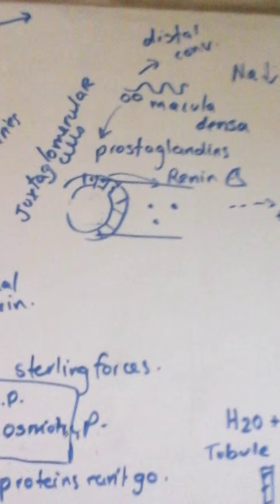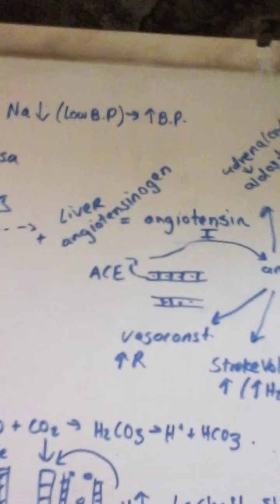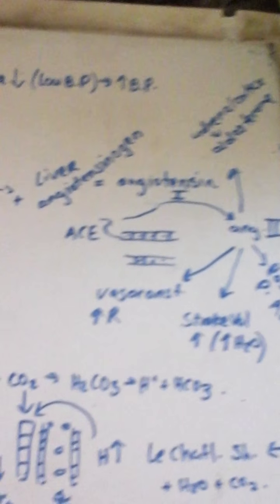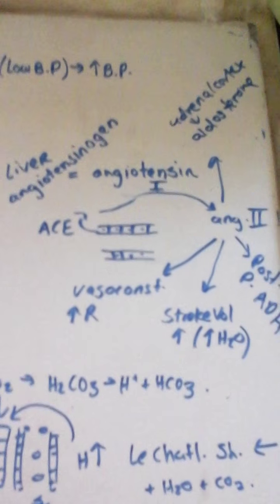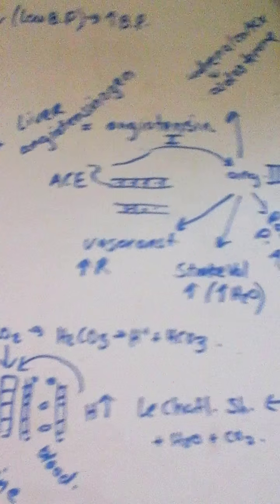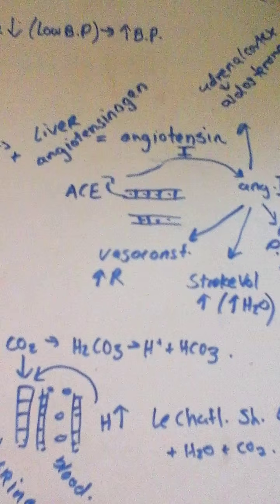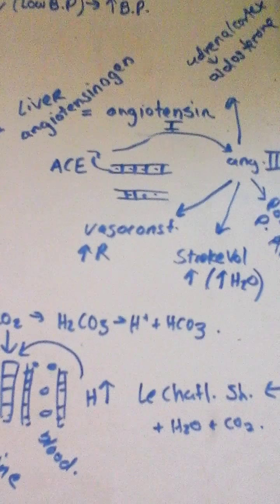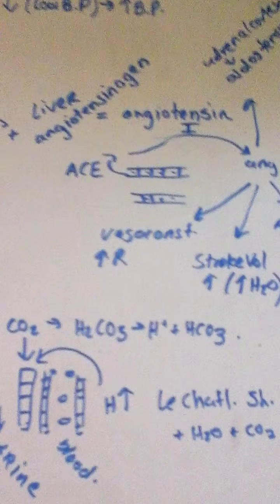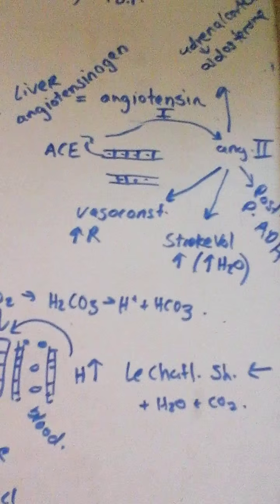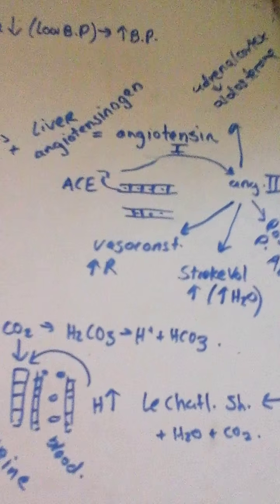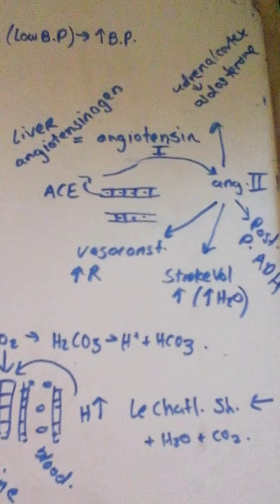release renin. And renin is the protease that activates liver angiotensinogen into angiotensin 1. And then angiotensin 1 is converted to angiotensin 2 using an ACE enzyme, an angiotensin converting enzyme. Now that enzyme is found in the endothelial cells as well as in the lungs. So what it does is just activate angiotensin 1 into angiotensin 2. And angiotensin 2 does the effects of a high blood pressure.